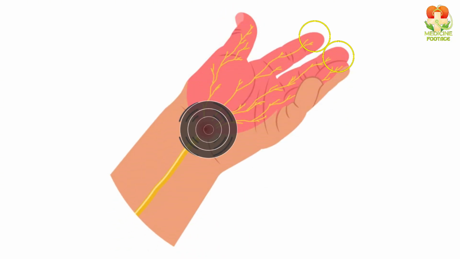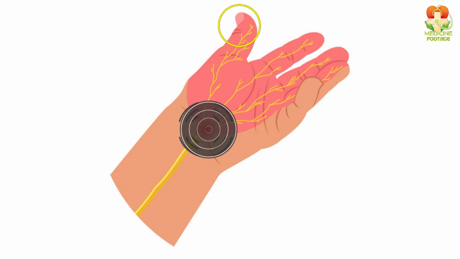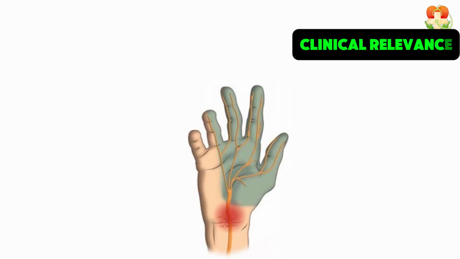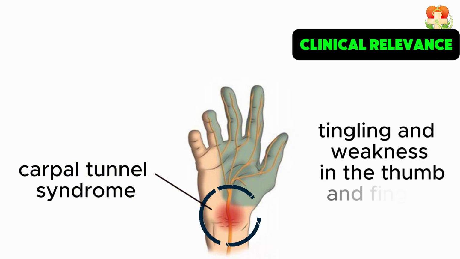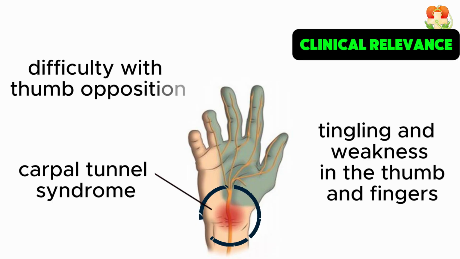Mnemonic. Median, equal sign, middle of the hand. Remember that it controls the thumb and fingers in the middle of the hand. Clinical relevance. Injury to the median nerve can result in carpal tunnel syndrome, which causes tingling and weakness in the thumb and fingers, as well as difficulty with thumb opposition.